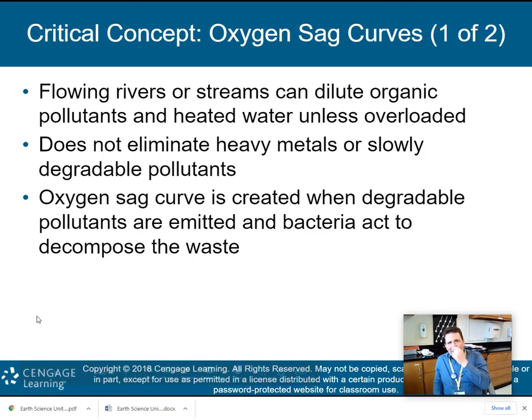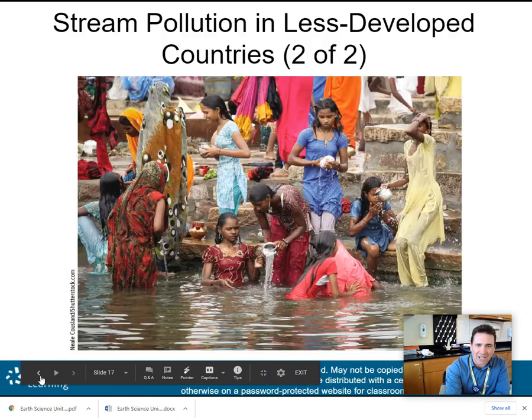All right, we're going to talk next about something called an oxygen sag curve. This is going to be very important for you to understand, all right? It is a critical concept. So, flowing rivers or streams can dilute organic pollutants in heated water unless they're overloaded. Incidentally, that's what's going on in India, okay?